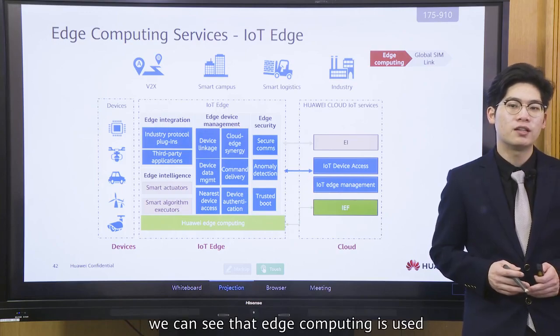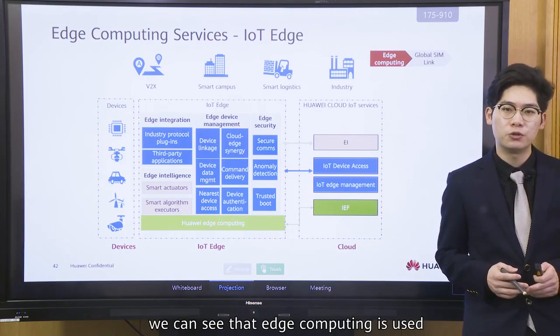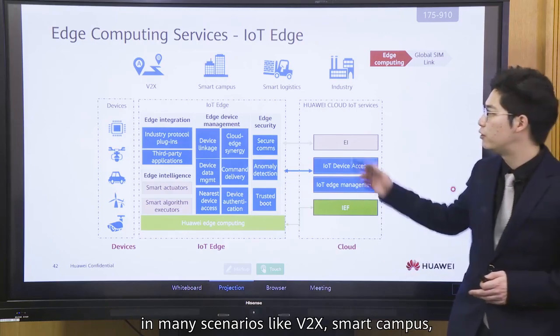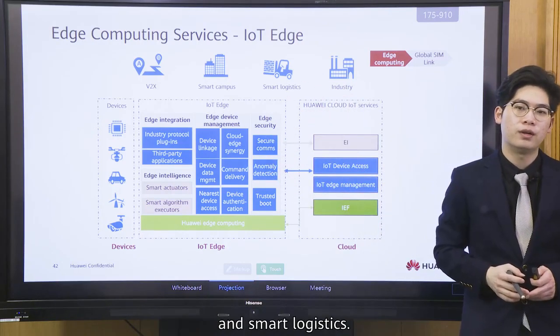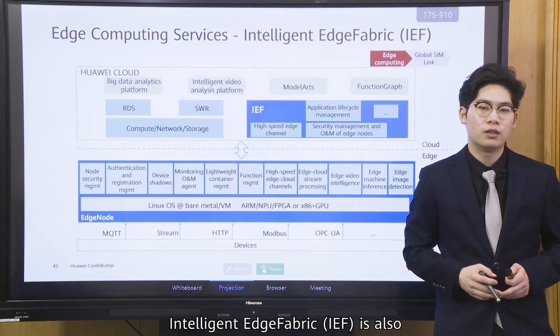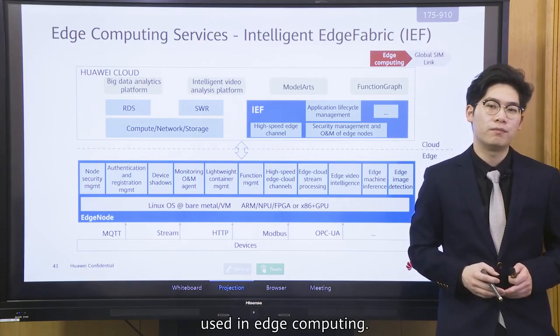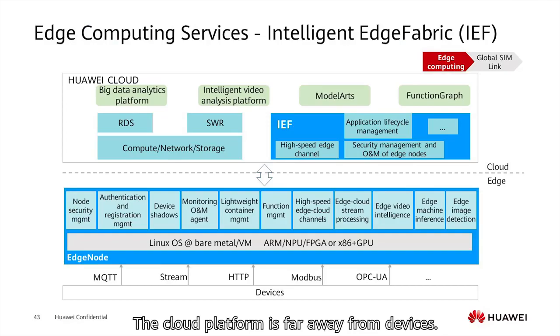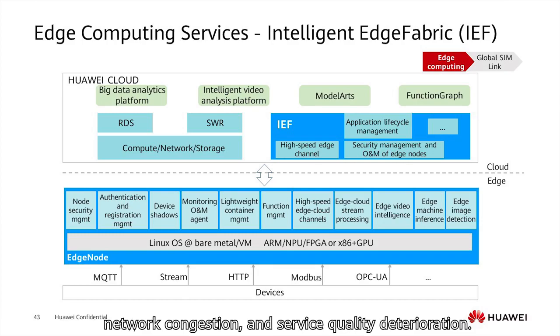From the figure, we can see that edge computing is used in many scenarios like V2X, smart campus, and smart logistics. Intelligent Edge Fabric, which is IEF, is also used in edge computing. The cloud platform is far away from devices in scenarios where high real-time computing performance is required. Deploying computing in the cloud will cause problems like long network latency, network congestions, and service quality deterioration.